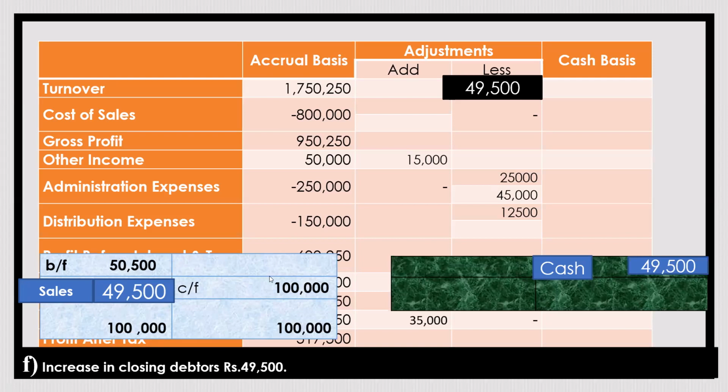An increase in the debtors balance means we have made more sales. In our sales account, we are crediting the cash. Therefore, in the cash account, we have to deduct that figure.